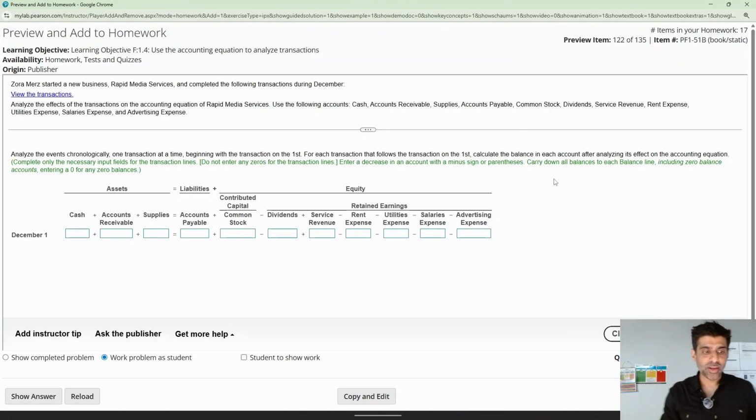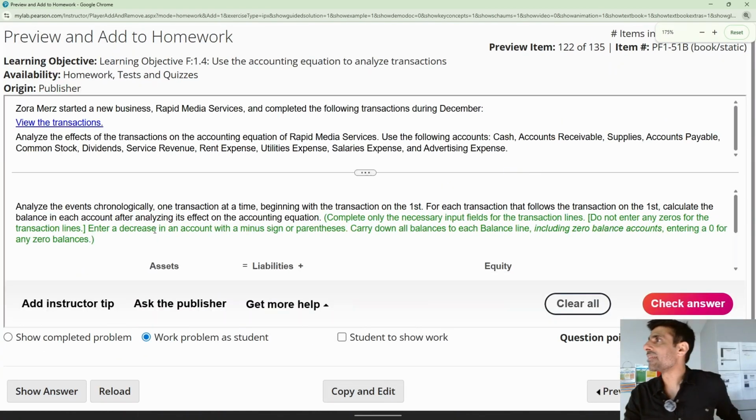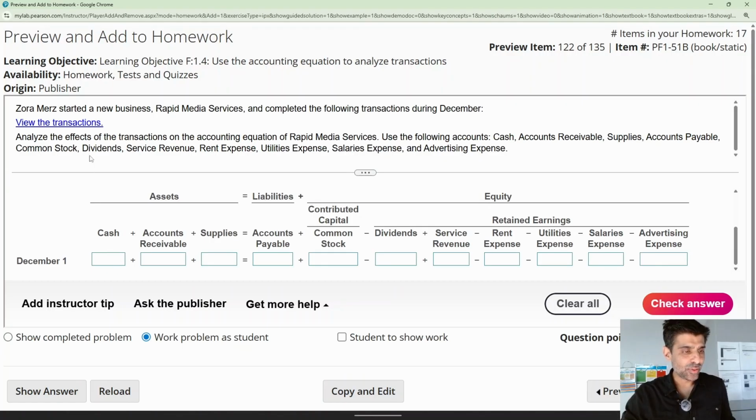Okay, so I think most of you are getting this. I wanted to show you this on MyLab because it's a little weird, and even on the Excel sheet, it's a little weird how they formatted it. So let's just do the first couple together.